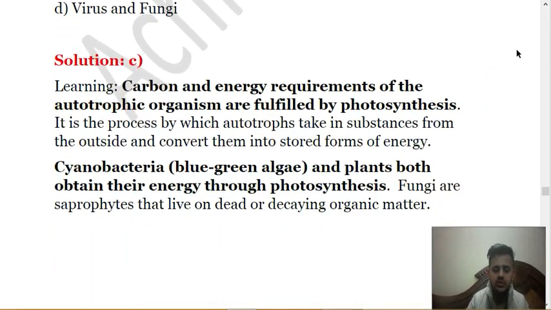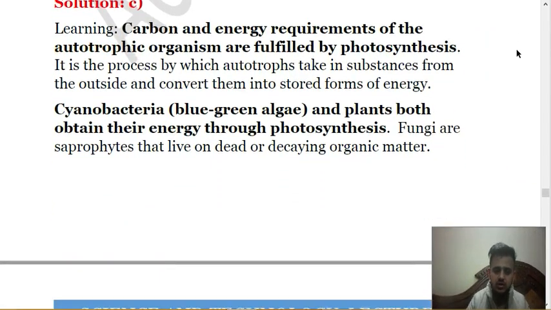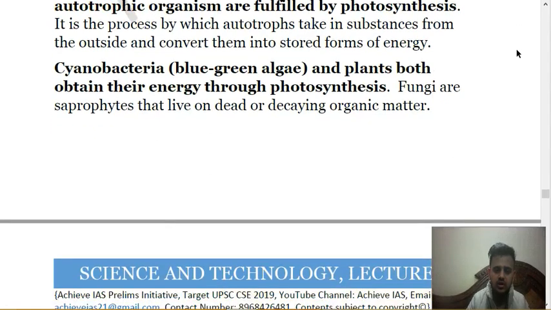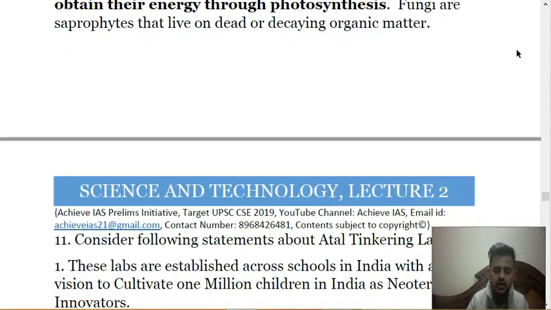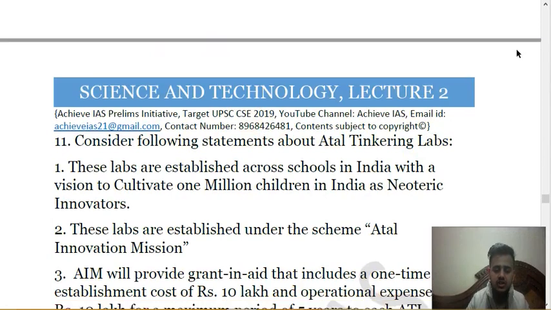So here is the explanation, as I have provided you, that autotrophic nutrition is basically prevalent in organisms that can produce their own food and can do the process of photosynthesis. So next comes the 11th question.